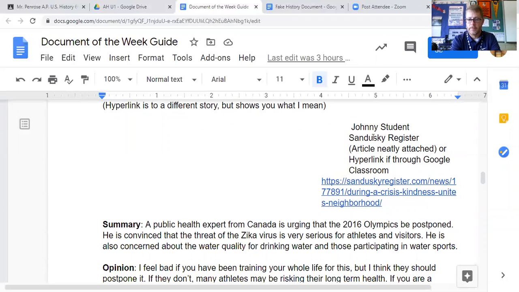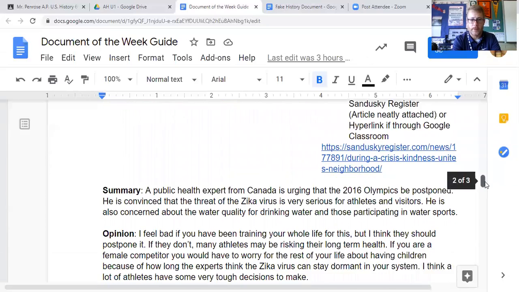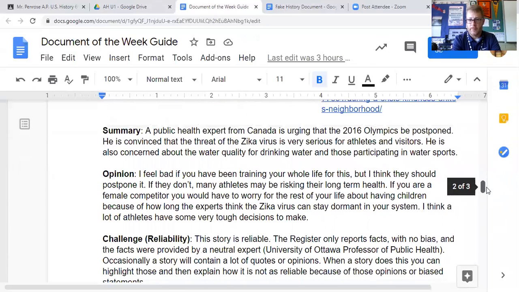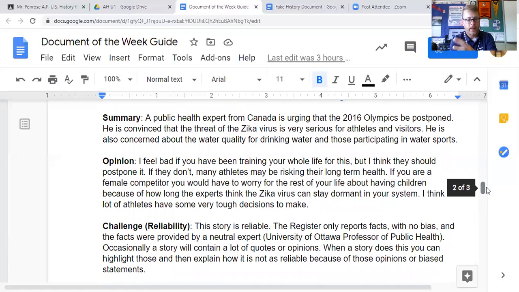This is a news one. We're going to do this in a couple weeks. And you'd have Sandusky Register written here, or in our world, online, hyperlink here to this story. I'll give you an example later on when I assign that.